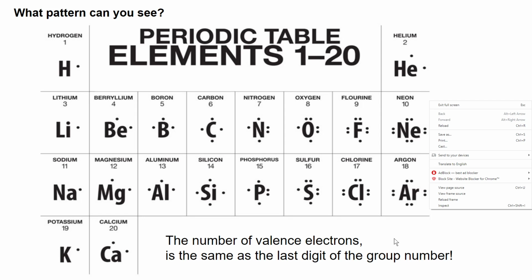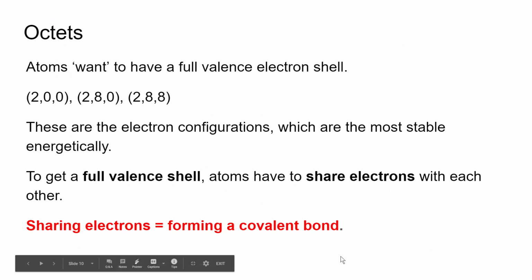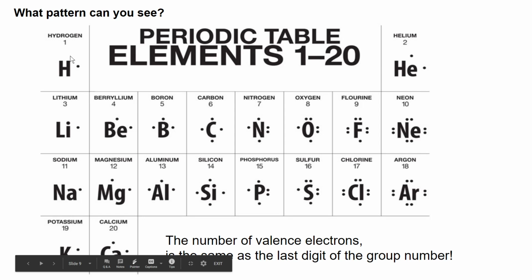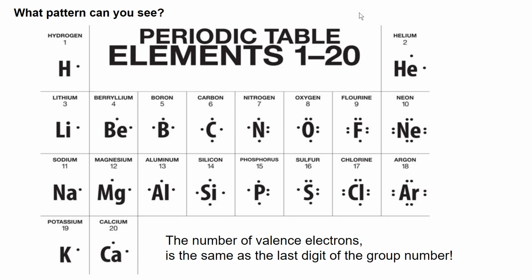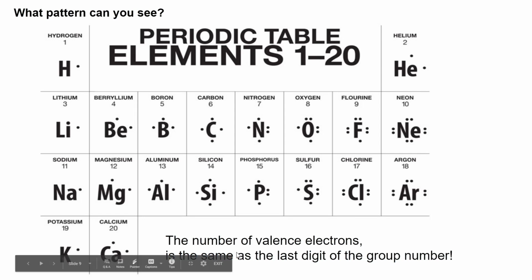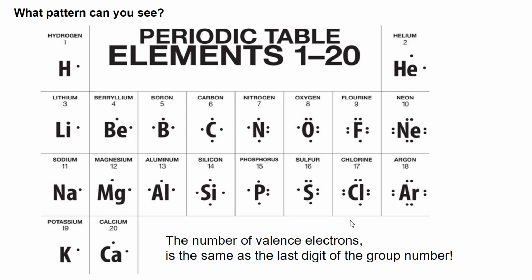The number of valence electrons is the same as the last digit of the group number. So this is group number 1 on the periodic table. It's on the far left, and it's got 1 valence electron. This is group number 17, and it's got 7 valence electrons because it's the last digit of the group number.